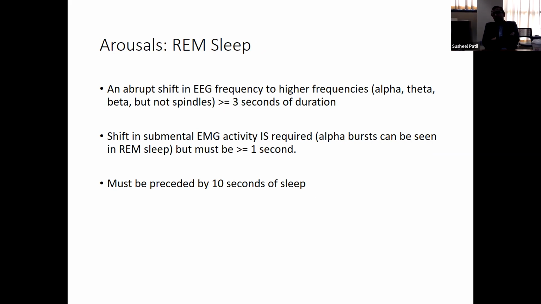And why do they say that? The main reason is because we can see alpha activity during REM sleep, and that's a normal phenomenon within REM sleep. So it would be much harder to say that there are arousals if we relied on an EEG shift alone. And so part of the requirement is this EMG change. And then it only has to be 1 second in that EMG burst.